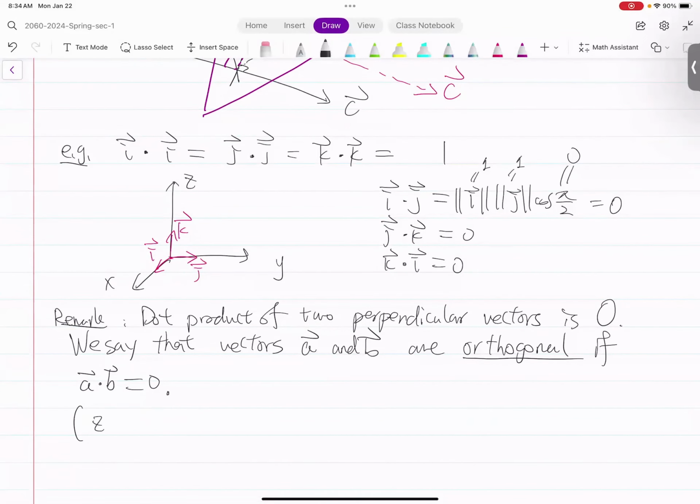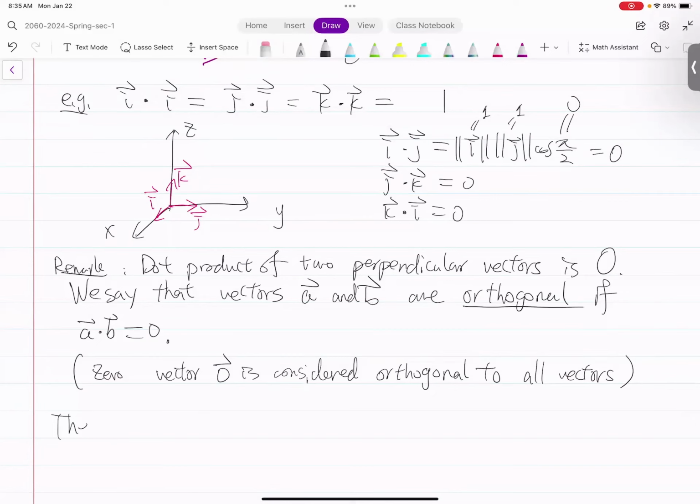Also, we realize from a formal property that the zero vector dotting with anything is 0, right? So the zero vector is considered orthogonal to all other vectors.